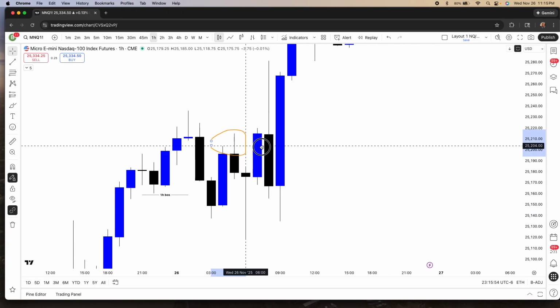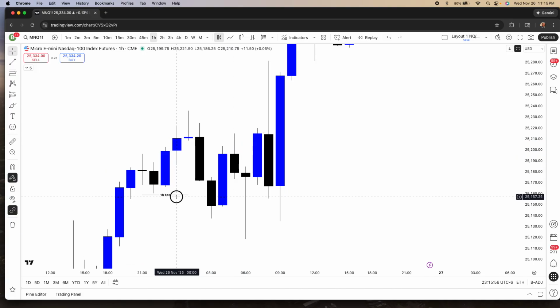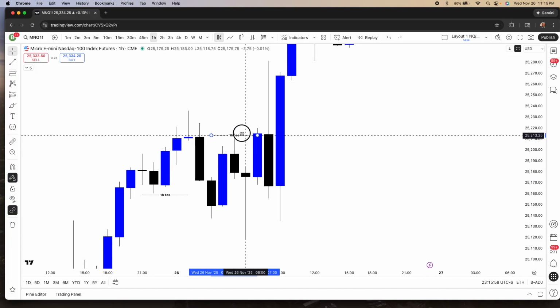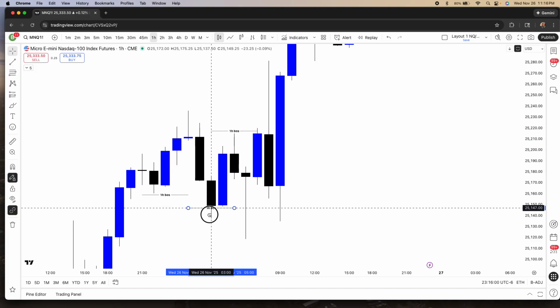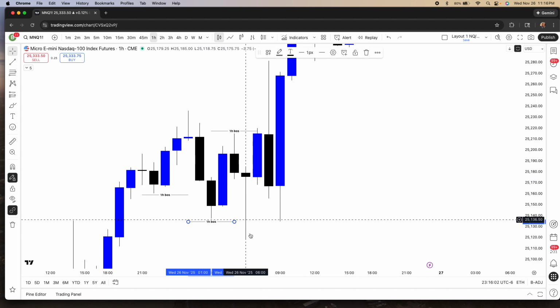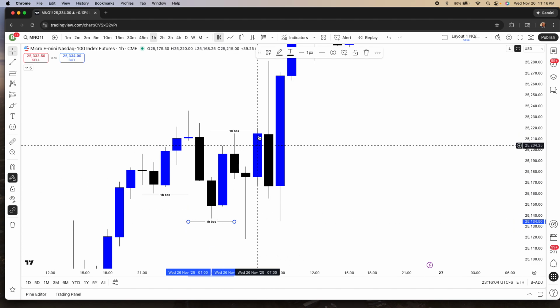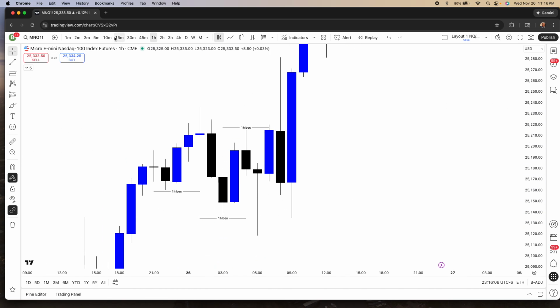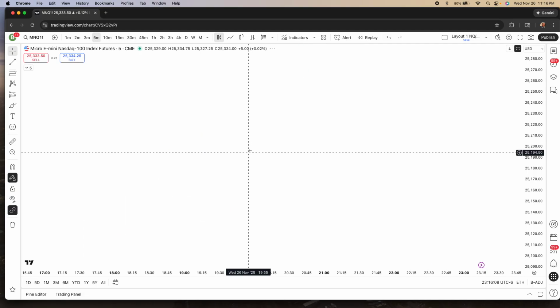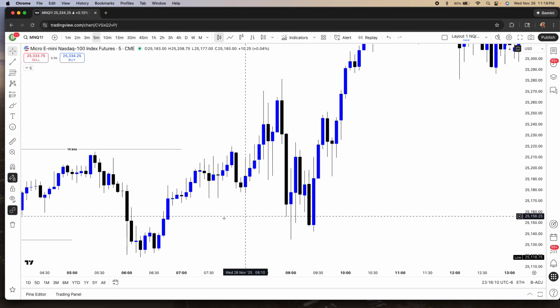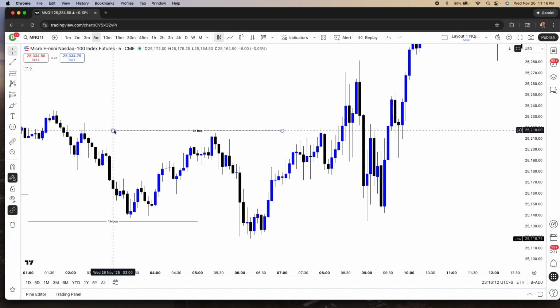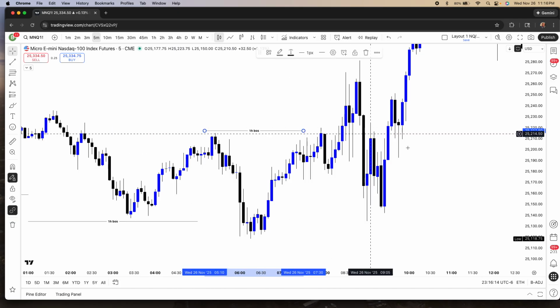Actually, where were we at? I think we were around right here. Let me see. So I think this is where we were. I think we had broken down here and then broken up here. So let me go to the 5-minute time frame because that really shows what I was looking for. Okay, so this is how we were at the start of the day.